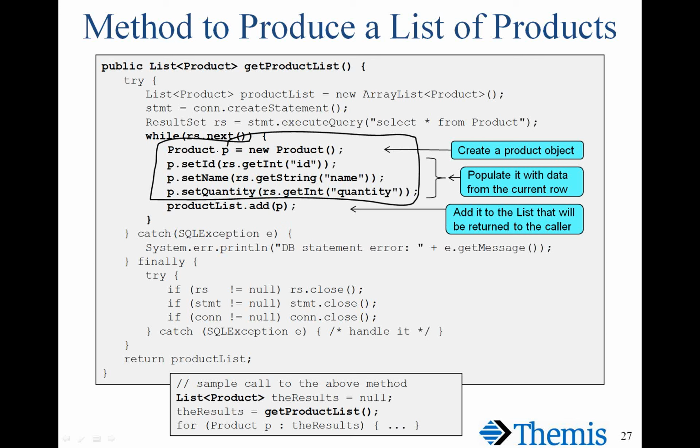After we've created and populated that product, we then add it. P is the product now being added to product list, which is this thing containing an array list of products, which is ultimately returned from this method to fulfill this contract of returning a list of product.